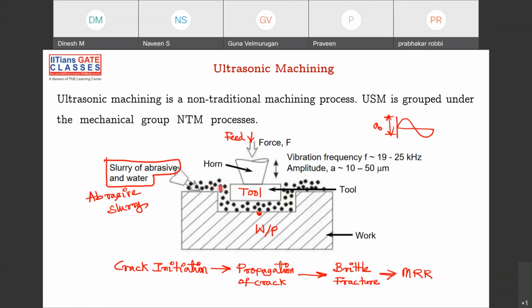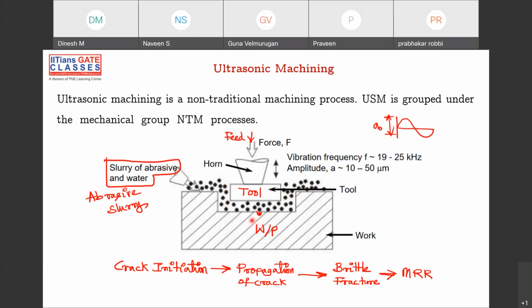In between the workpiece and tool, in ECM we had electrolyte, in EDM we had dielectric fluid. In this case we have abrasive particles, called abrasive slurry, which is abrasive particles mixed with water. Like in a grinding wheel, we have harder, small abrasive particles. Here also we have abrasive particles which are harder than the workpiece, mixed into the water, and that abrasive slurry is allowed in between the tool and the workpiece.